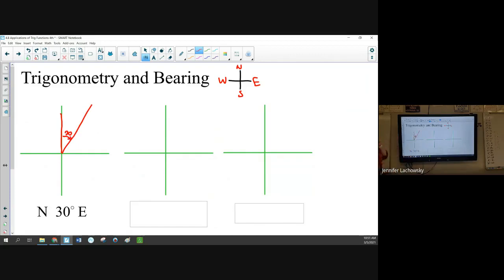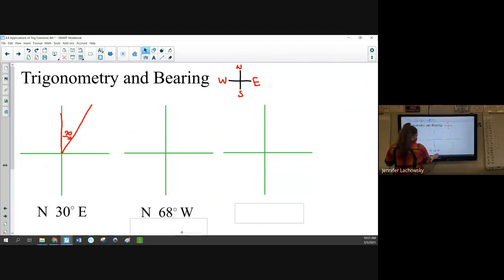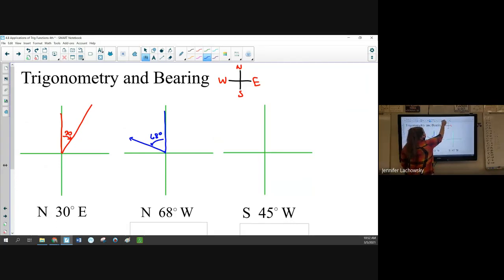Cool? All right, so what if I said north 68 degrees west? Okay, so go up, but then rotate 68 degrees west. So if 60 is like right here, 68 is somewhere in here. Okay, and then what about south 45 degrees west? Okay, down and then 45 degrees to the left. So down and then.